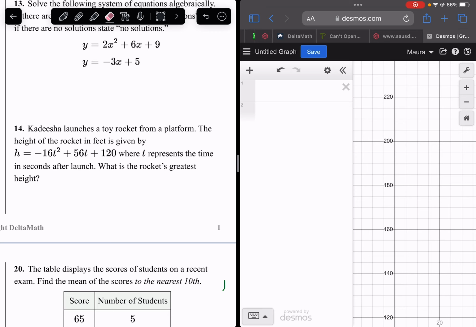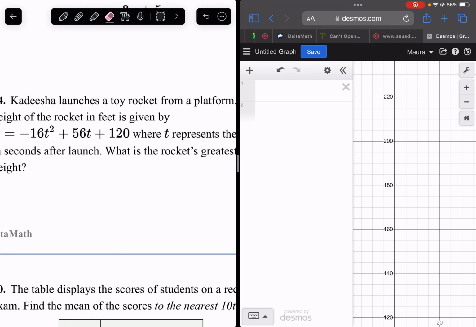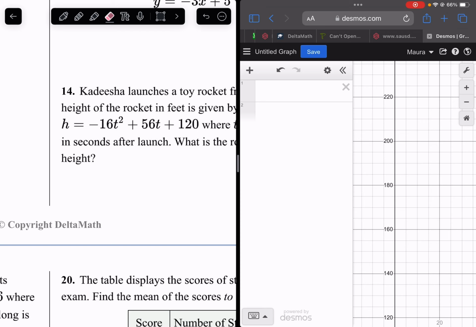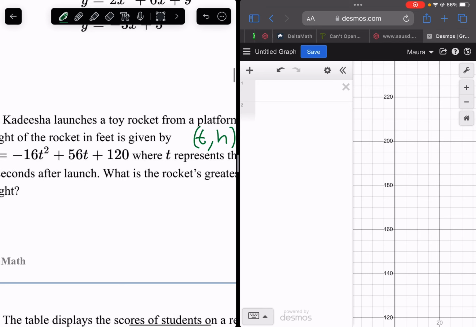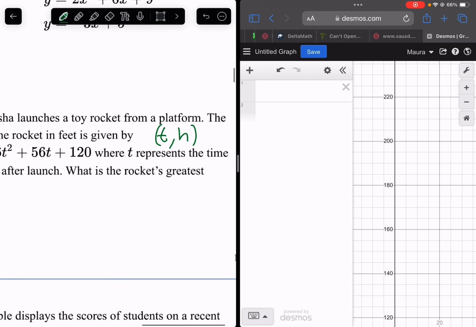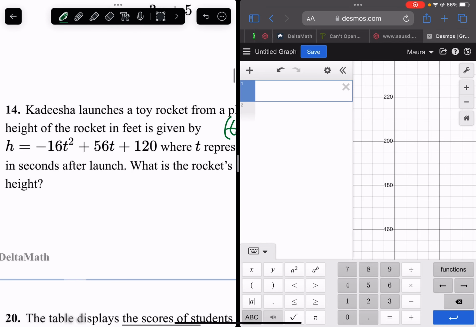Okay, so one important thing that you kind of just have to know from this is what your input's going to be and what your output's going to be, right? If you notice, t is pretty much in the place of x, and h is in the place where y usually is. So our input is time, and our output is height. So when we get our coordinates, the x value, the thing that comes first, is going to be your time in seconds, and the h is going to be your height in feet. So we can go ahead and plug this function in.